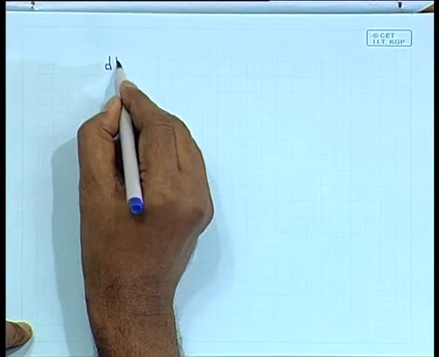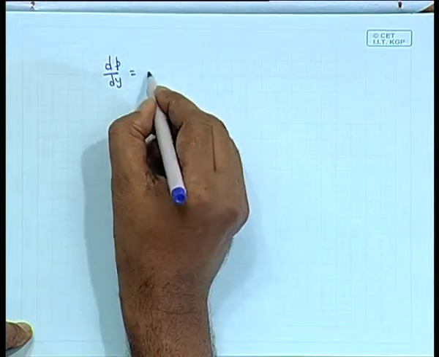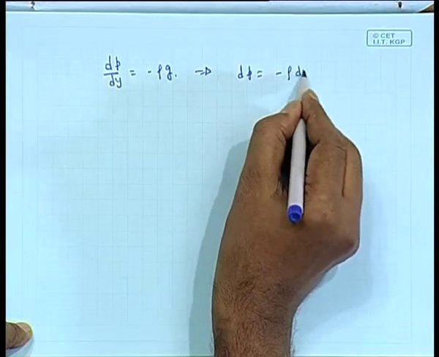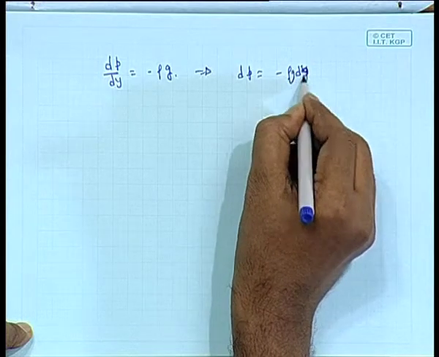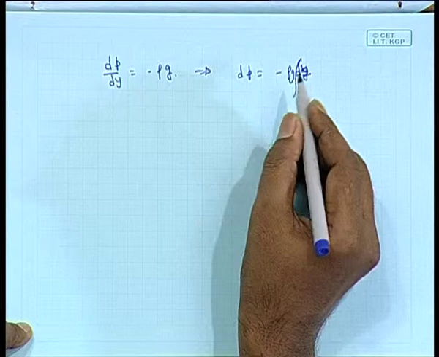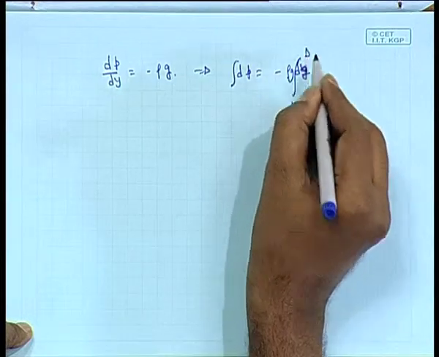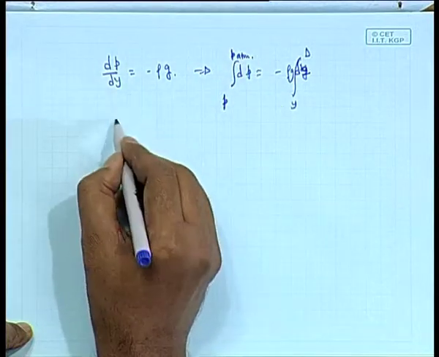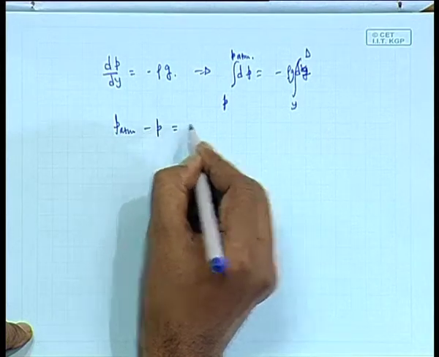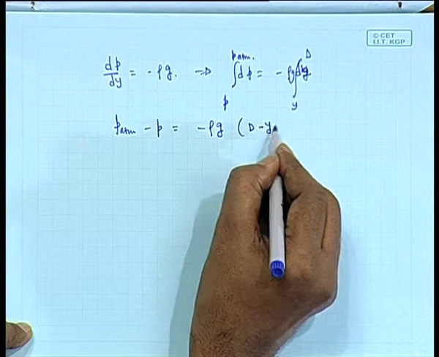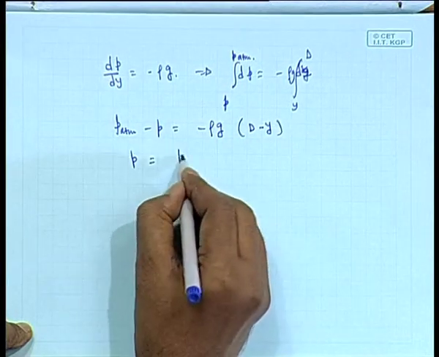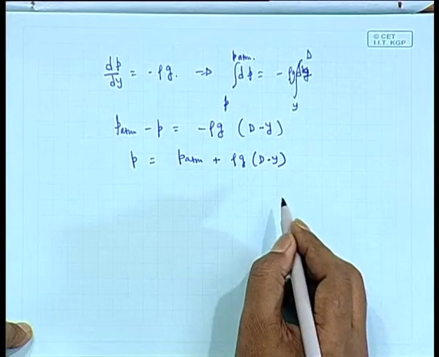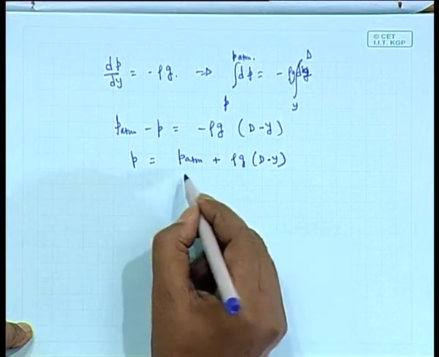Now let us look into the pressure at any point of y location. dP dy is given by minus rho g, and you can integrate this out to get a distribution of pressure, from y to d, and this will be P to P atmosphere. So P atmosphere minus P equals minus rho g (d minus y), and P at any point will be P atmosphere plus rho g (d minus y). That pressure will be acting in all directions, so it includes P atmospheric there.